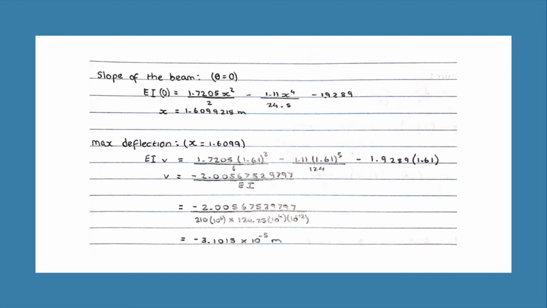After finding the position for which the max deflection occurs, we can then sub that back into the deflection equation and find what the max deflection is, which is negative 3.1015 times 10 to the power of negative 5.